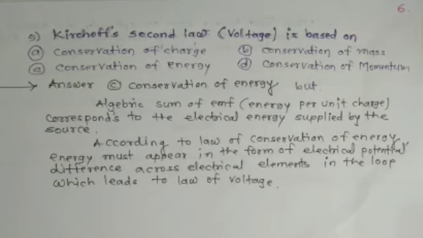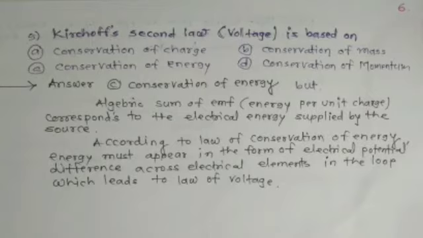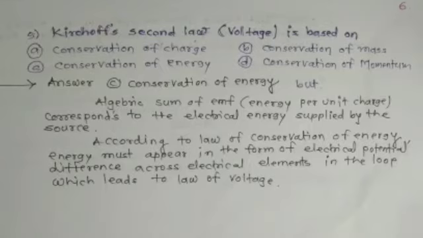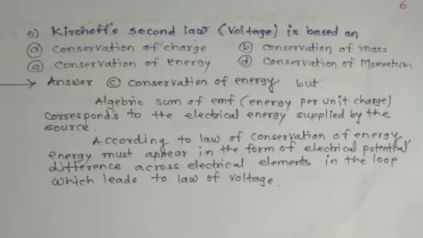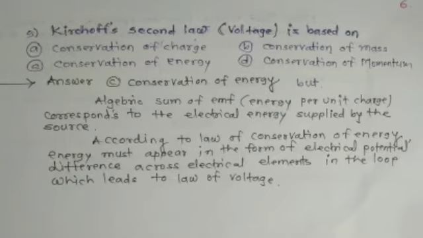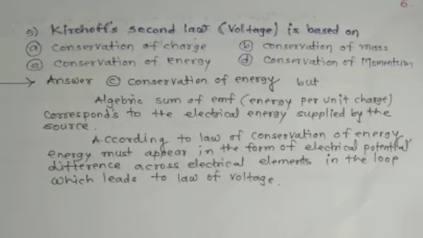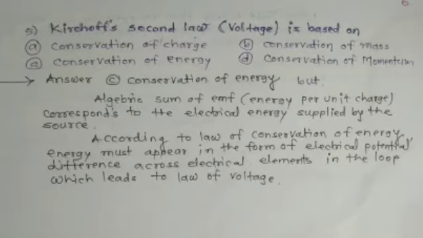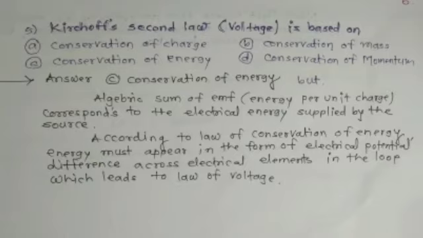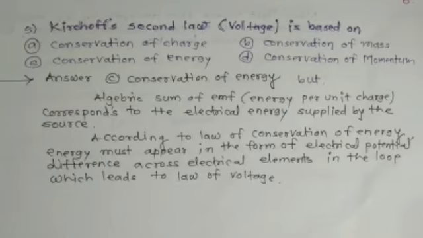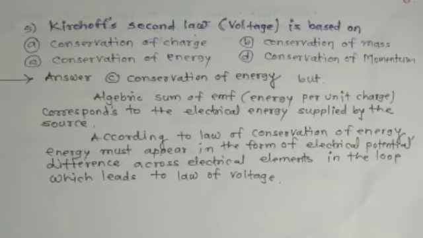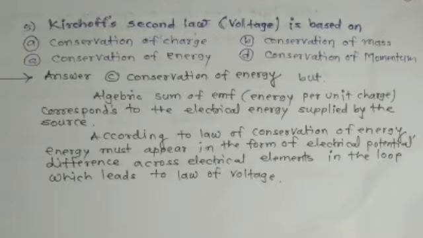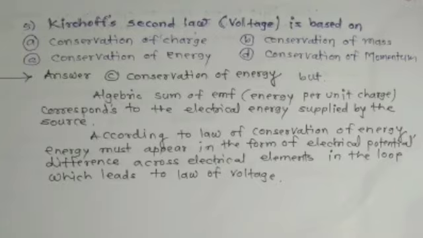Question 5. Kirchhoff's second law, in bracket voltage law, is based on option A conservation of charge, option B conservation of mass, option C conservation of energy, and option D conservation of momentum. So the answer for the above question will be option C, conservation of energy, because the algebraic sum of EMF, or energy per unit charge, corresponds to the electric energy supplied by the source.